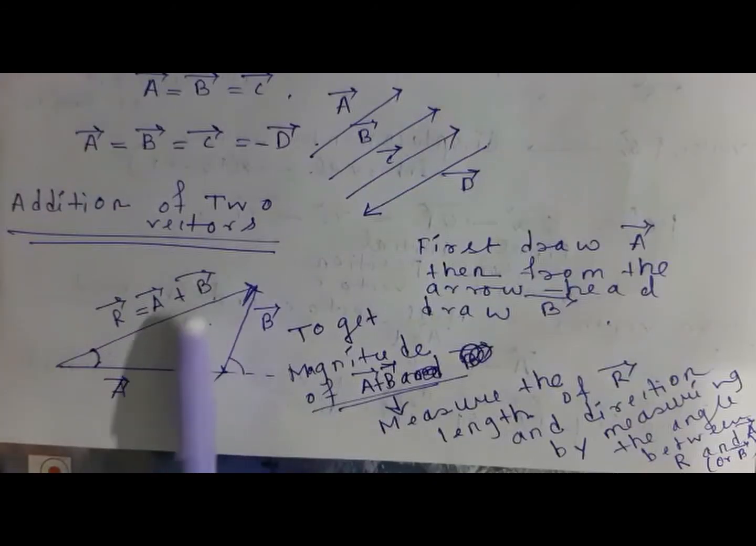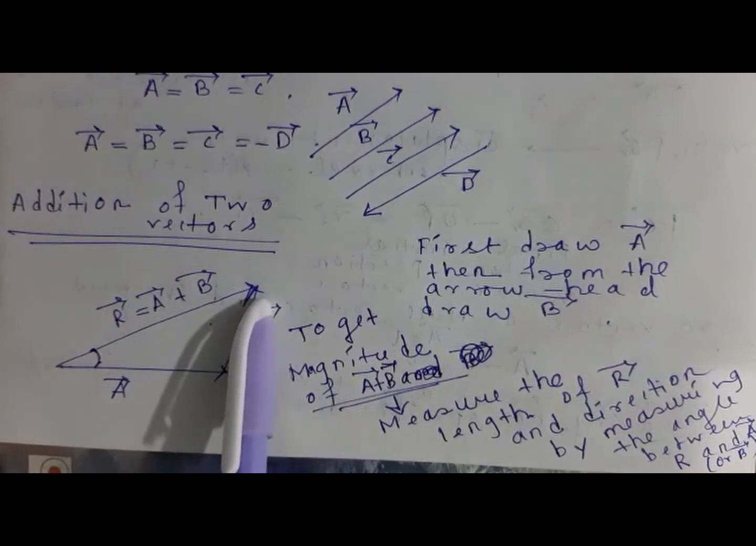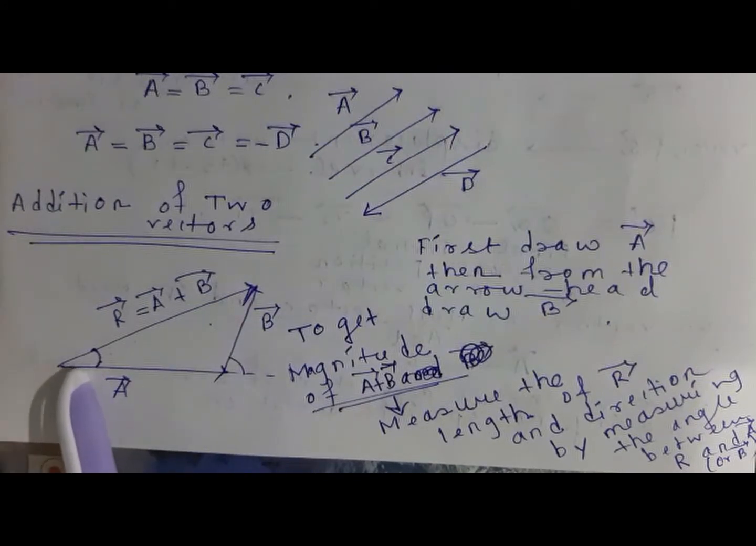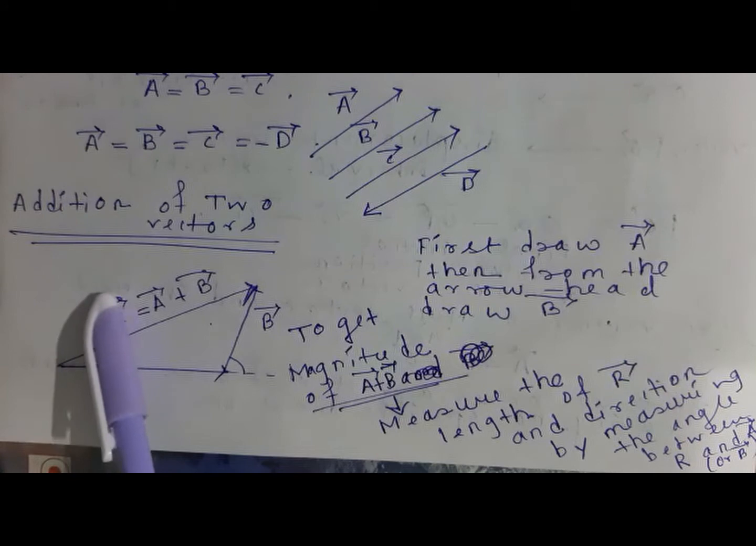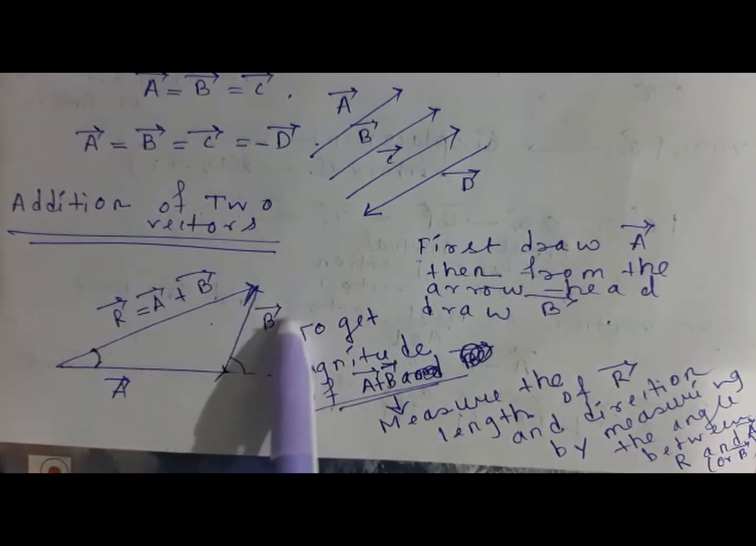Addition of two vectors. Now when you want to add two vectors, first you draw a vector and from that tip or arrowhead you draw another vector like this, and then just draw a vector like this, and that's going to be your r vector. What's this r vector? Resultant vector. And what is this r vector equal to? It is equal to a vector plus b vector.